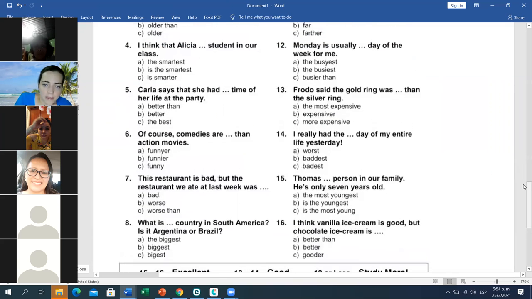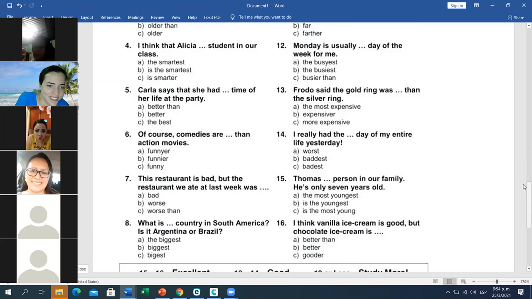14, ¿verdad? Yes, 14, please. Okay. I really had the worst day of my entire life yesterday. ¿Y por qué no baddest? Porque no aplica la regla de que bad is worse. Excellent, very good. Is the irregular that you had to memorize? Lo que habíamos dicho, no existen esos. Excellent, very good. Let me see, Anita, number 15.